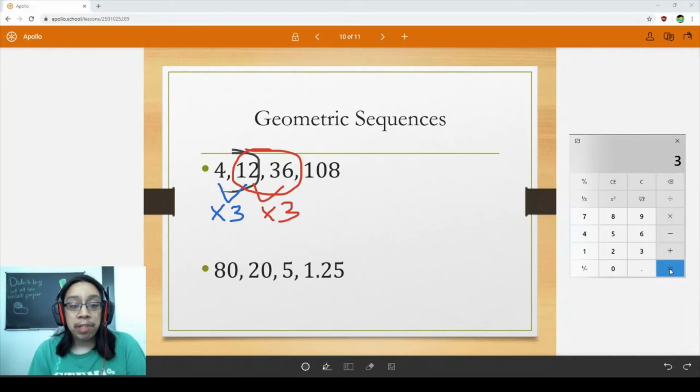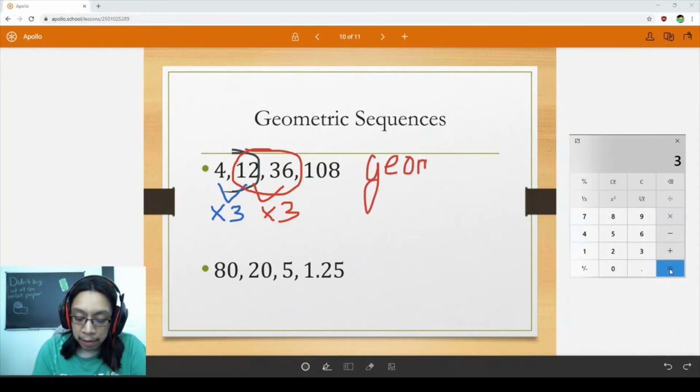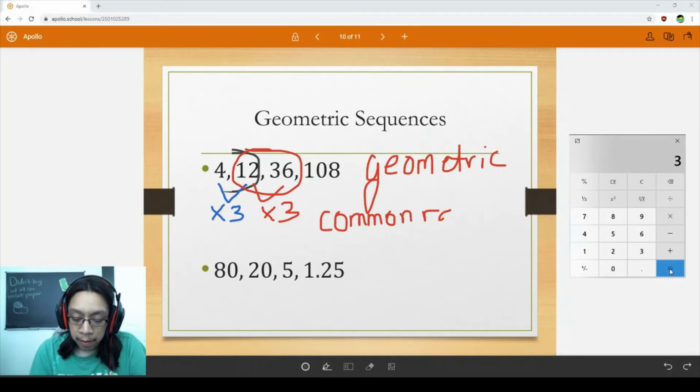So notice what's happening. We're always multiplying, but the important part here is we're always multiplying by the same number. In this case, we're multiplying by 3 each time. So because of that, we can say that this is geometric. We could also say that the common ratio is going to be equal to 3.